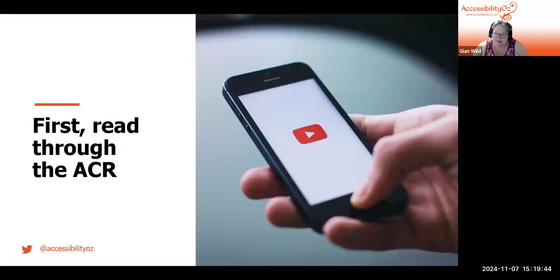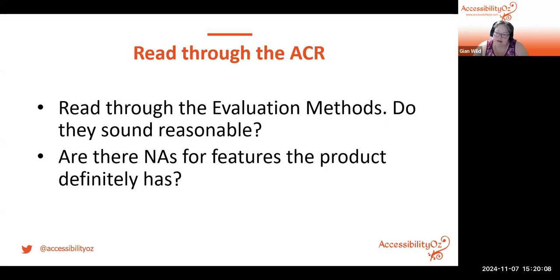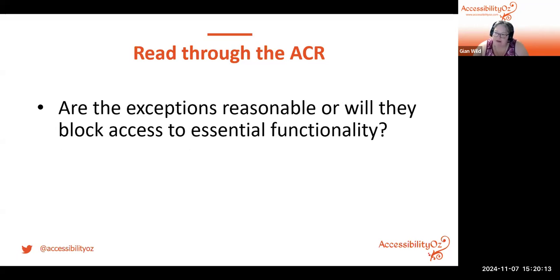First, read through the ACR. Does the ACR contain reference to non-accessibility issues within the product? If you don't know the product, Google it. So name the product and accessibility and have a look and see if those issues are reflected in the VPAT. Read through the description. Does it accurately describe the product and its essential features? Read through the evaluation methods. Do they sound reasonable? Are there not applicables for features the product definitely has? And if there are exceptions, are they reasonable, or do these exceptions block actual access to essential functionality?